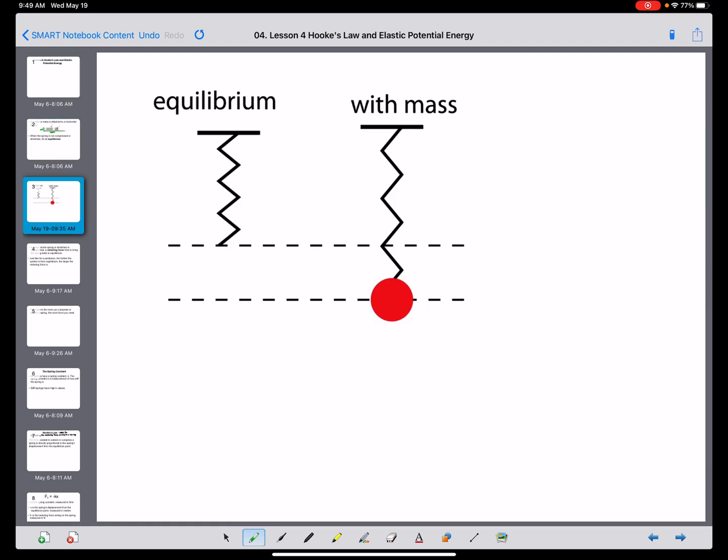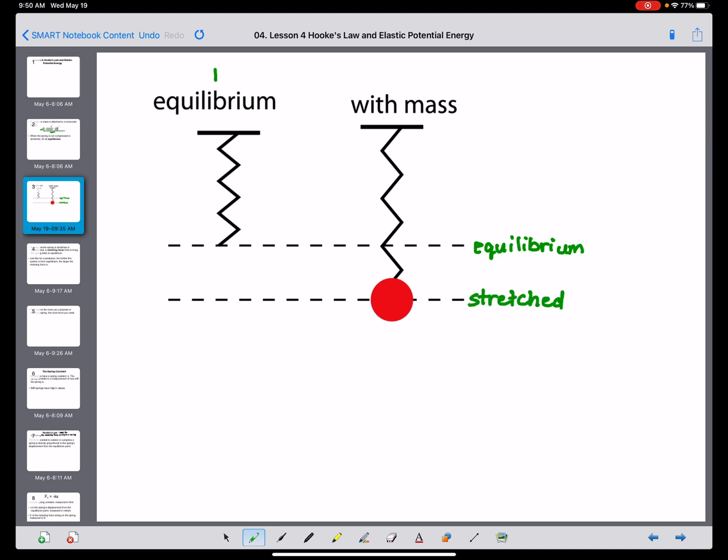So here's another diagram where I'm going to try to explain what equilibrium is. In the first diagram here, we have a spring that's just hanging there. This is its natural resting position. So we would say that this dotted line right here shows the equilibrium position of the spring. But now say somebody comes along and they hang a mass, so this red ball is a mass, on the end of the spring. That mass is going to stretch the spring.